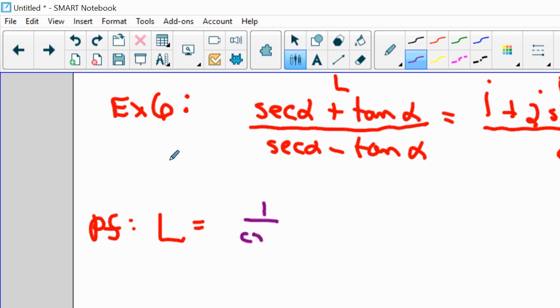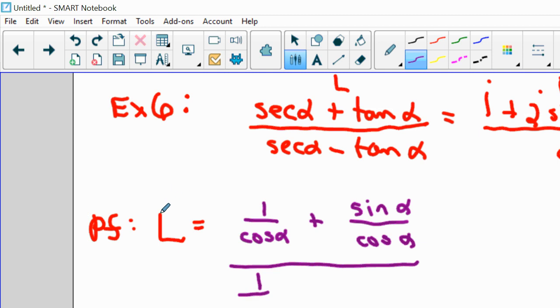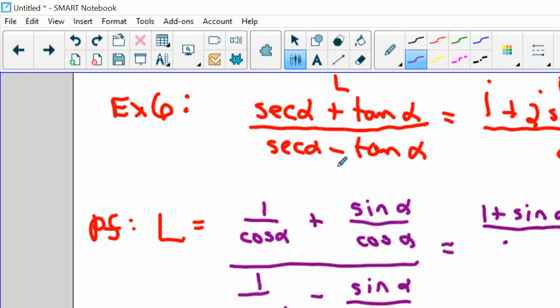1 over cos alpha plus sine alpha over cos alpha, over 1 over cos alpha minus sine alpha over cos alpha. Whoa, these have the same common denominator. That's 1 plus sine alpha over cosine alpha, over 1 minus sine alpha over cosine alpha. These have the same denominator.